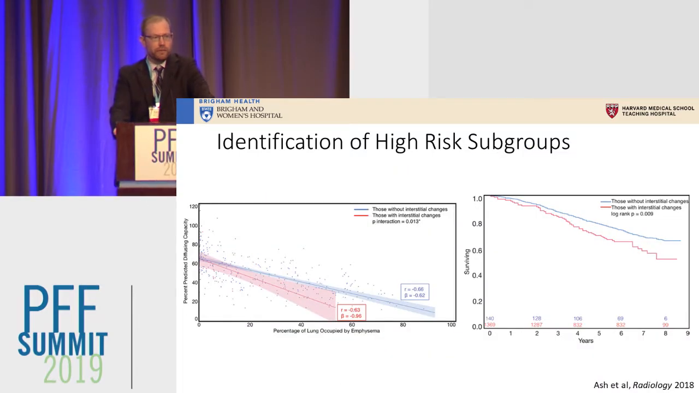And so these are data, again, from the COPD gene cohort looking at the interaction between interstitial features and emphysema. On the left, you see the interaction between interstitial features and emphysema with regard to diffusing capacity, such that those individuals who have interstitial features have a greater decrement of diffusing capacity for a given amount of emphysema. And on the right, all of the people represented in that Kaplan-Meier curve have emphysema, and you can see that those individuals who have both emphysema and interstitial features have higher mortality than those with emphysema alone.